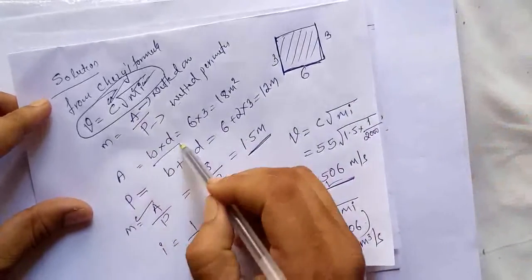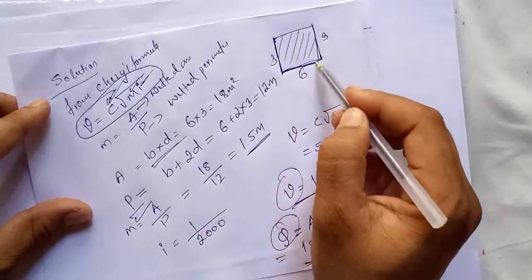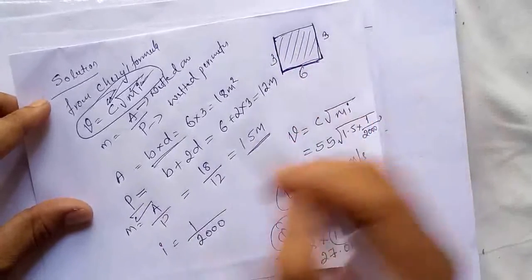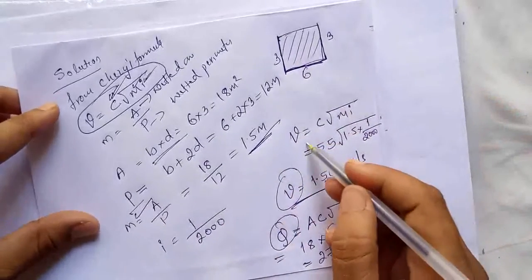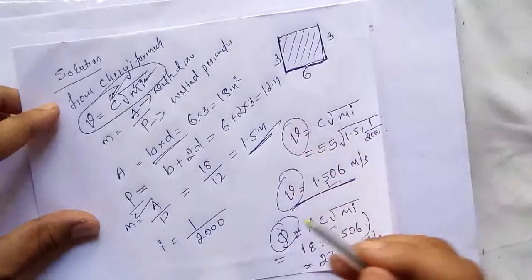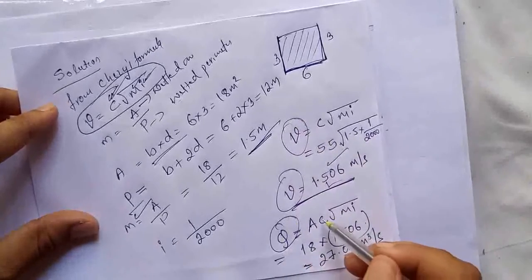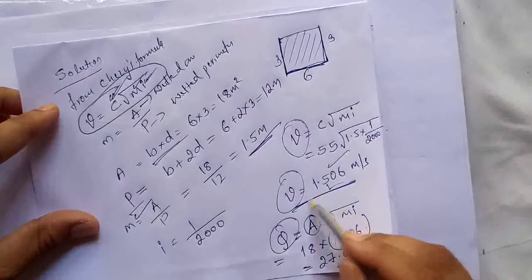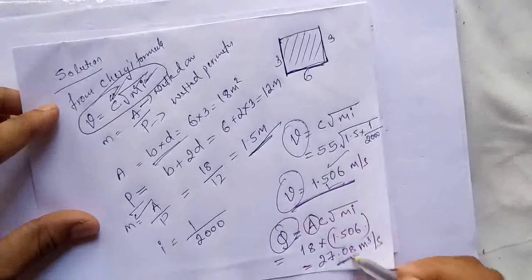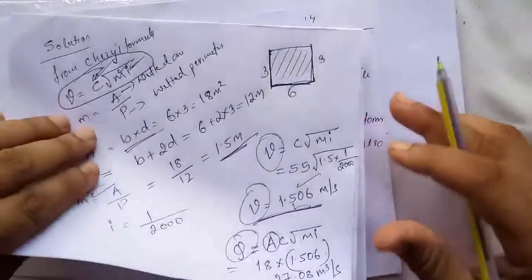Area you know, b into d. Wetted perimeter is width plus twice the depth, b plus 2d. You got the hydraulic mean radius 1.5 and apply it to the formula. Velocity you can find out. Next, discharge is equal to velocity into area. Area you already know, it is 18 meter square. So you got the final answer. Velocity is 1.506 and discharge is equal to 27.08 meter cube per second. Okay, next question.